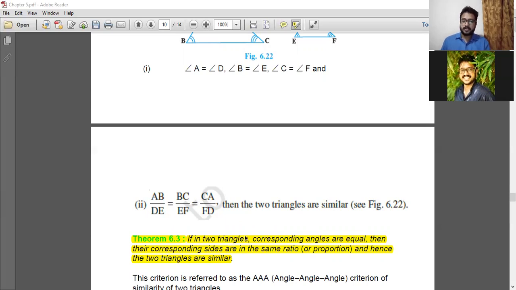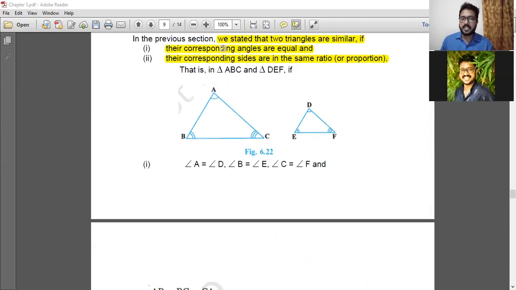I will explain once more. In two triangles, corresponding angles are equal, which is the first condition. This theorem states that if the first condition of the similarity of triangles exists, then automatically the second condition exists, and as a result, since these two conditions exist, these two triangles are similar. So this is the statement of the theorem.